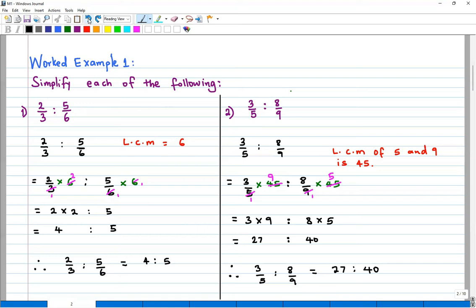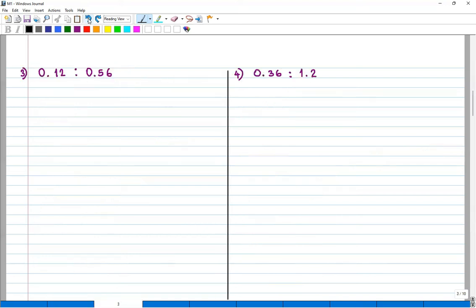All right, let us deal with the decimal ratios in example number 3 and 4. We have got 0.12 to 0.56. Okay, how do we simplify this? Let us first write 0.12 as a fraction. That is the same as 12 out of 100. So 0.56 will be 56 out of 100.